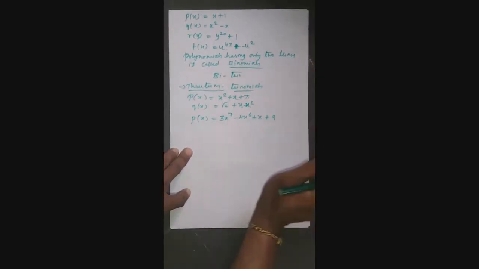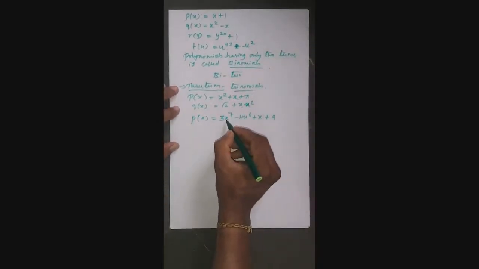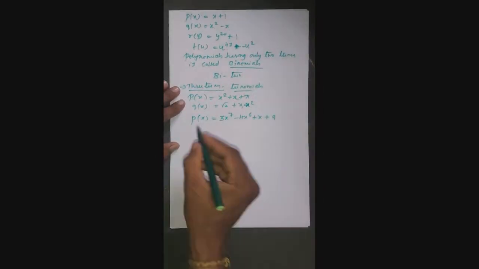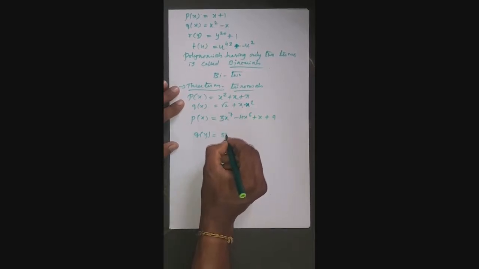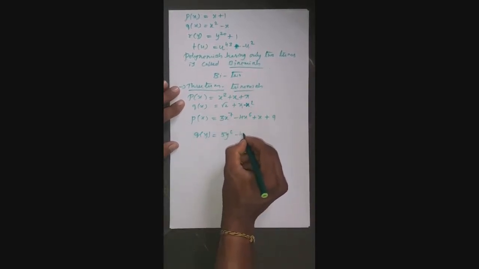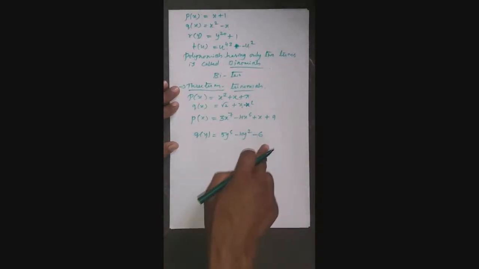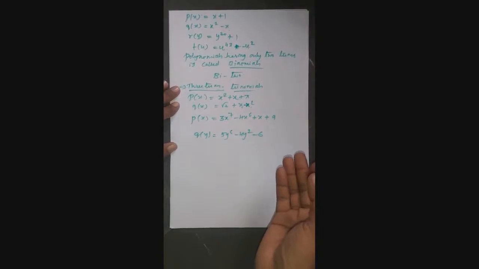Highest power of x is 7, right? It means the exponent of x in this term is 7. Similarly, in the polynomial, one more I will write, that is q of y is equal to 5y to the power of 6 minus 4y square and minus 6. See, the term which has the highest power of y is 6, right? The exponent of y in this term is 6.